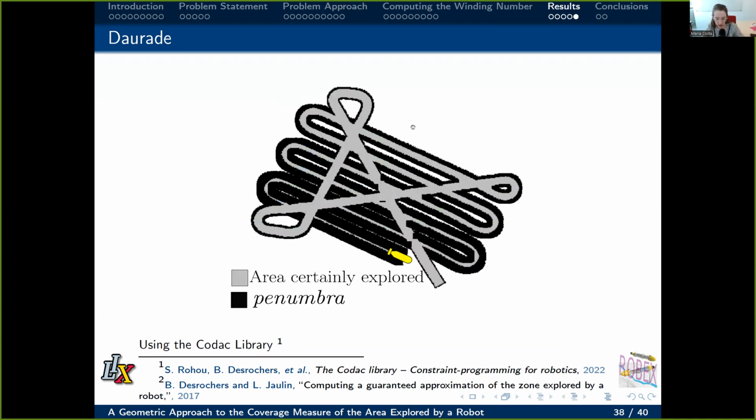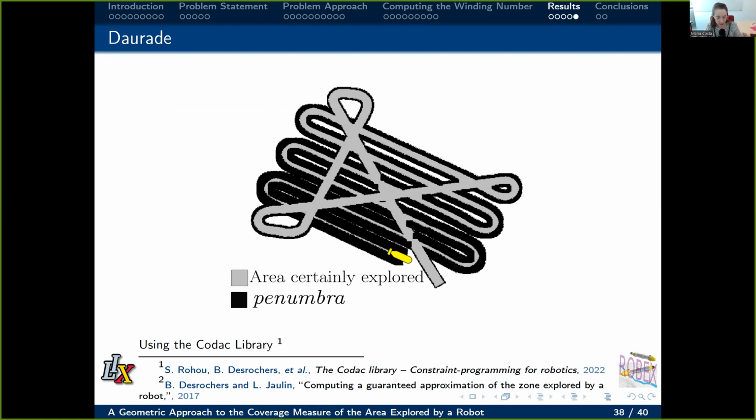And we can also characterize the explored area in terms of area that was certainly explored and area that was maybe explored, that we will be calling penumbra, from the article of Benoit Desrochers and Luc Jaulin. The idea here is that the penumbra gets bigger. The penumbra is the points that we are not sure that we explored. It gets bigger with time as the area certainly explored reduces. So at some point, we will have only penumbra and no longer area that was certainly explored.